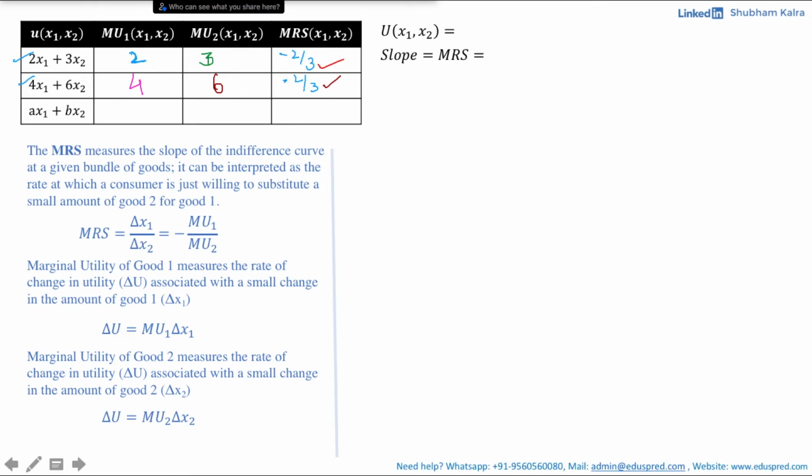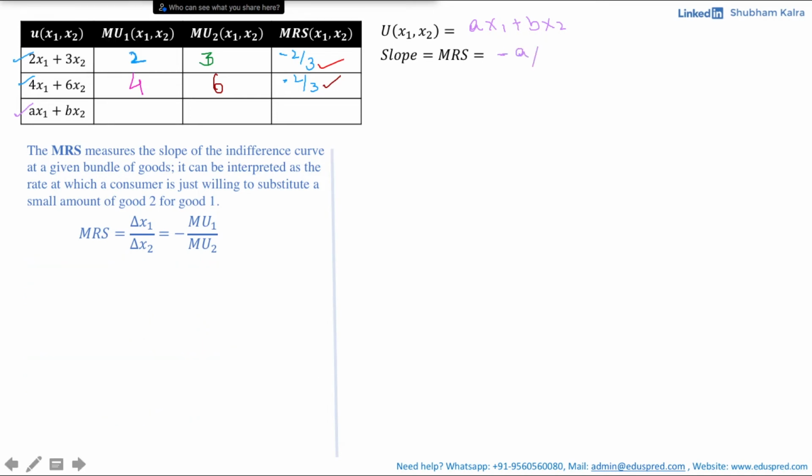Now let's move on to the next part, where your utility function takes the value of a x1 plus b x2. Again, the slope is equal to MRS. Now here, instead of taking the particular values of a function, we are just doing what happens in a general case, where a can be any value and b can be any value. It could be a real number, it could be a whole number. Thus, this would be equal to minus a divided by b. MRS is minus a divided by b.